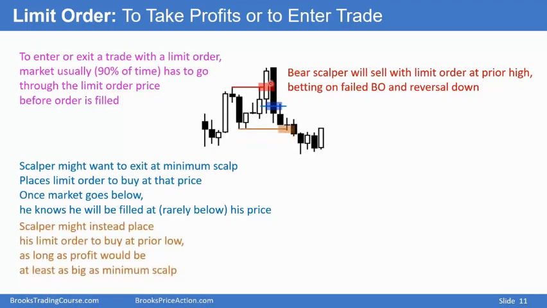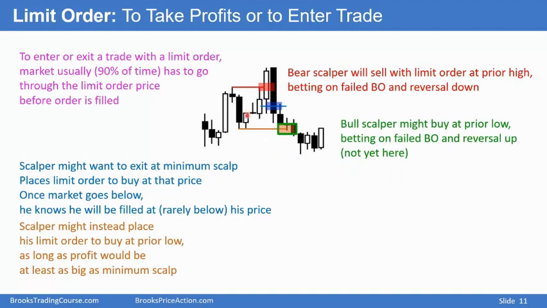The scalper, instead of going for a minimum scalp, might hold and hope that the market falls below this low. He might place his limit order to take profit at this low. It has to go below the price to get filled 90% of the time.